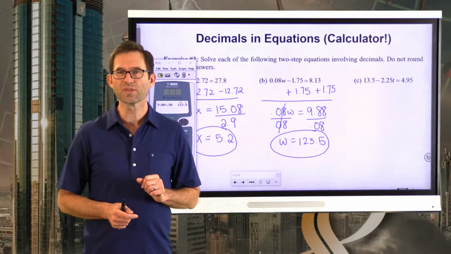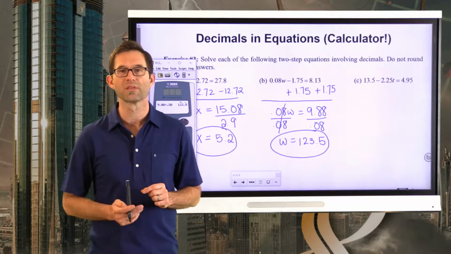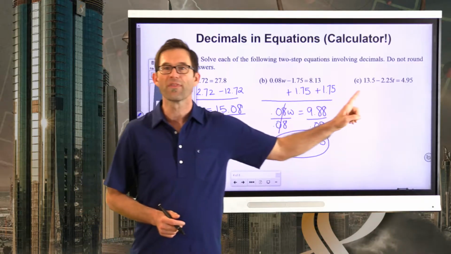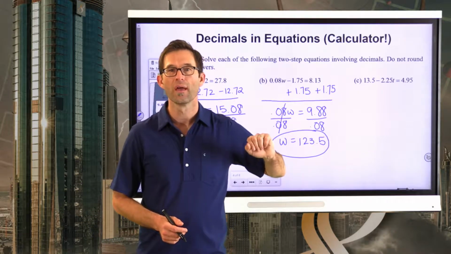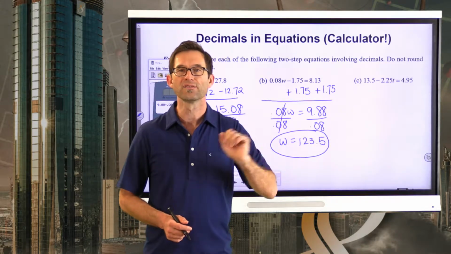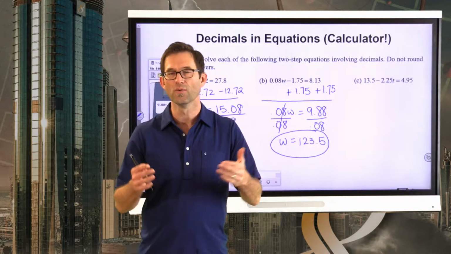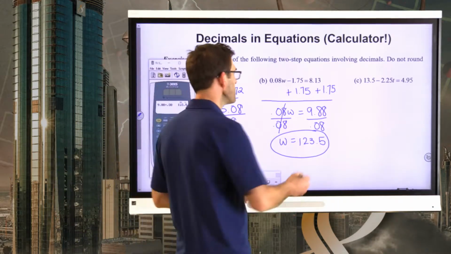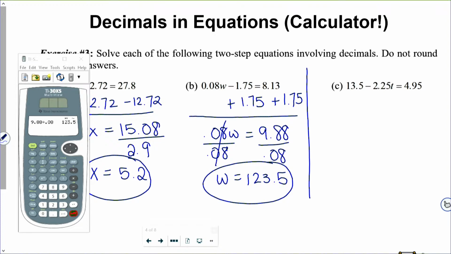Let's look at letter C also together, because this brings out one of those problems that we saw in the last lesson, where we've got the variable coming second in the expression. Therefore, it may be a little bit easier for me to flip-flop this and solve it before I actually do anything else. So let's jump right into letter C. I'm going to rewrite this problem by bringing the negative 2.25t first, plus 13.5 second, gives me 4.95. Let me make the decimal a little bit bigger.